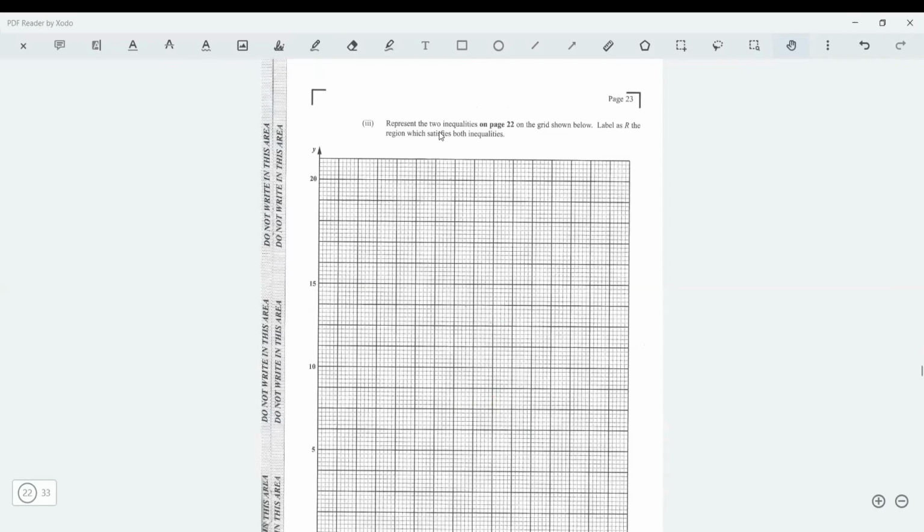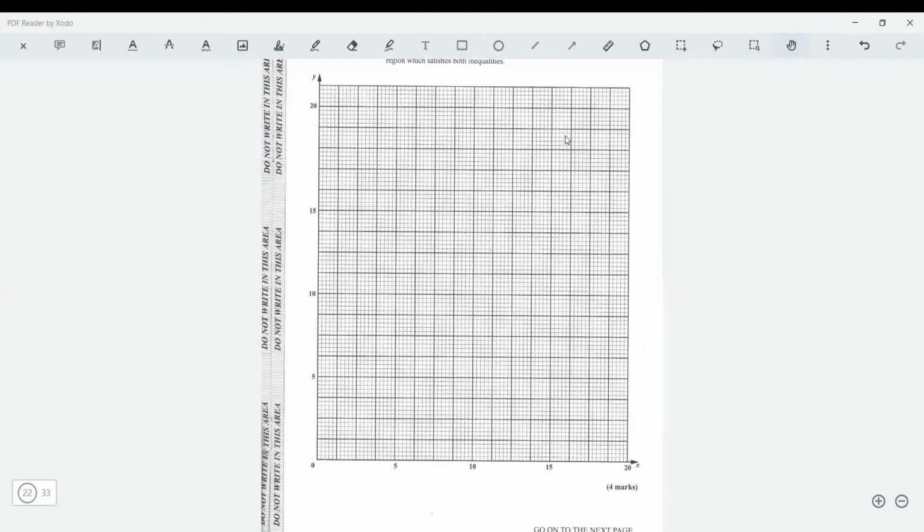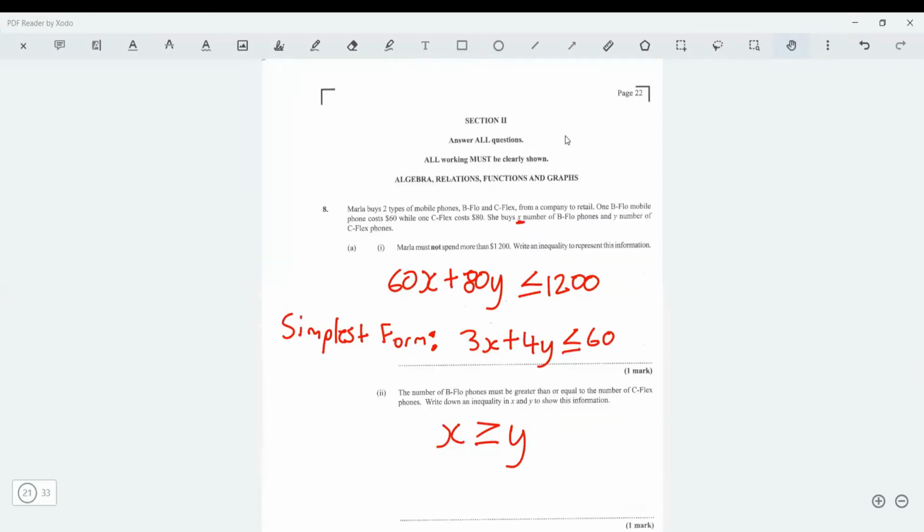The next part says, represent the 2 inequalities on the grid right here. So represent it on the graph. Oh, wow. So we need to represent X is greater than or equal to Y. And we also need to represent 3X plus 4Y less than or equal to 60. Now, what I'd love for us to do is to think about the line. Think about this line right here.